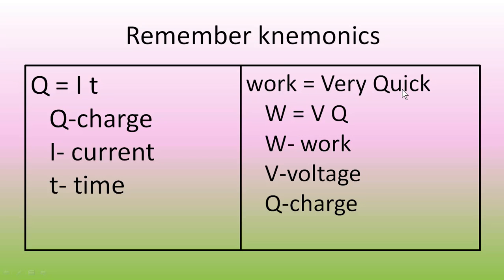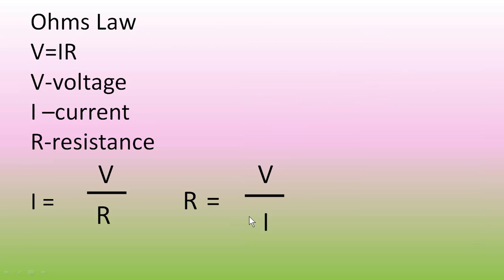Work is equal to very quick is not the original relation, but it is used only for easy remembrance. W is equal to V into Q, where W is work, V is voltage and Q is charge. So W is equal to V into Q. Don't make the mnemonic your original relation. Okay, now let us enter into the lesson.